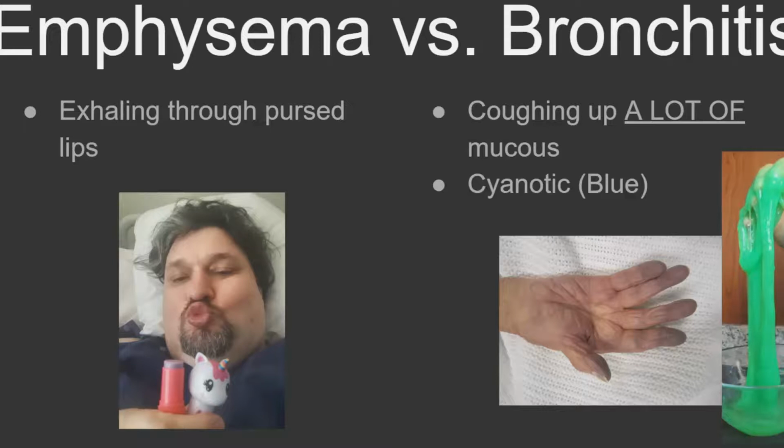In chronic bronchitis, the patient will say they're coughing up a lot of mucus. Because of all the mucus, patients with chronic bronchitis have a harder time initially than patients with emphysema to get oxygen. If the body doesn't get enough oxygen, then the body will turn blue, and this is known as cyanosis.